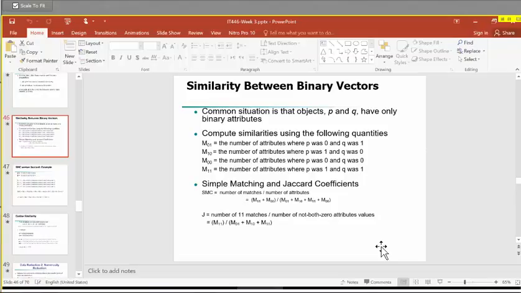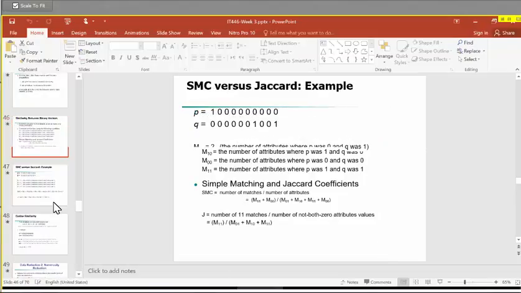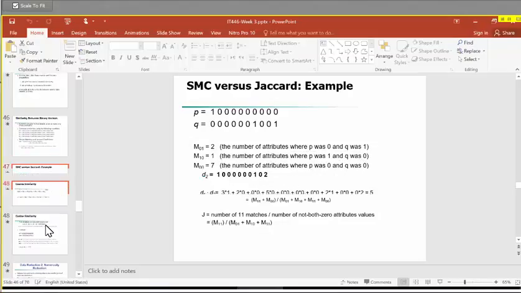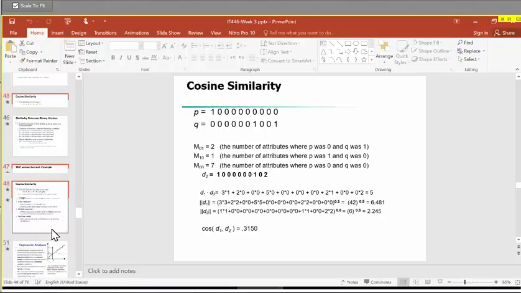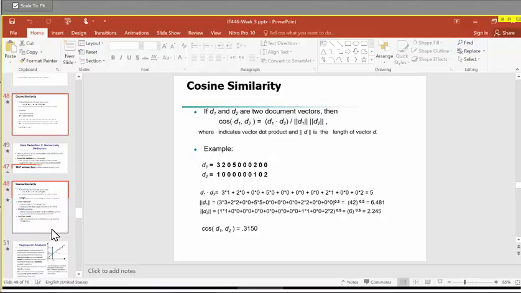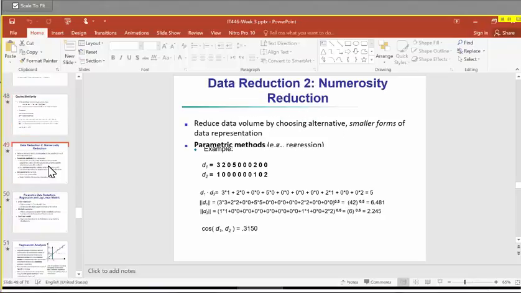So simple matching could also be there in the form of Jaccard coefficients, and it is given by this expression. Then we have another type of similarity which is known as cosine similarity. So D1 and D2 are two document vectors. Then cos of D1, D2 is equal to D1 dot D2 divided by modulus of D1 times modulus of D2, where dot indicates vector dot product and modulus of D is the length of the vector D. So you can see this example how it works.